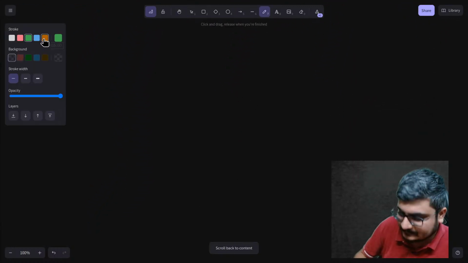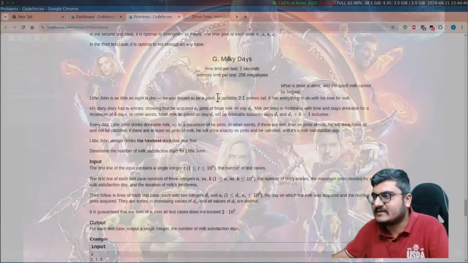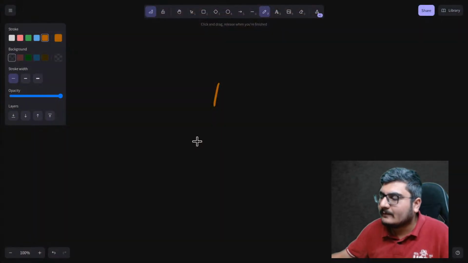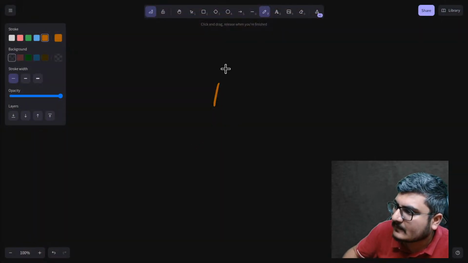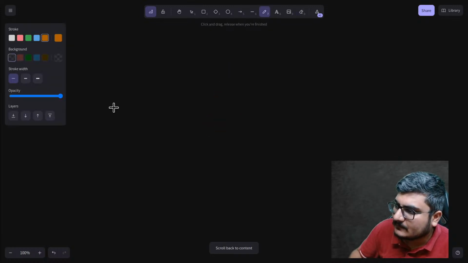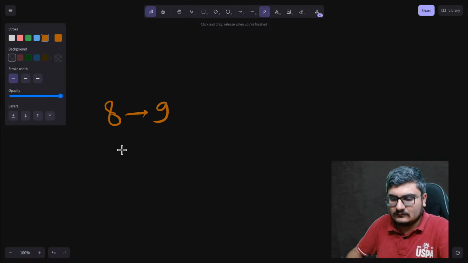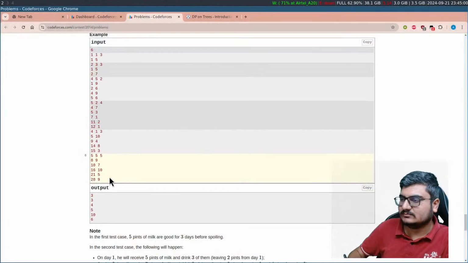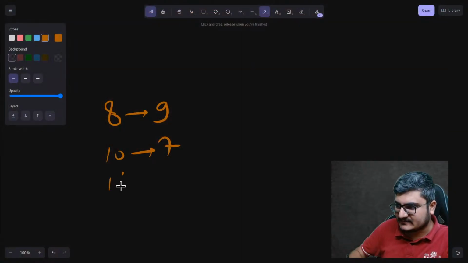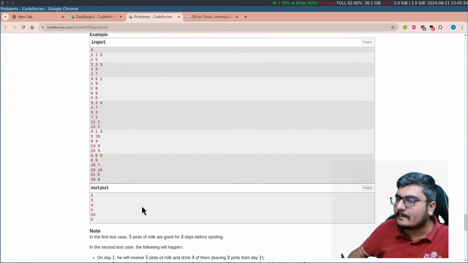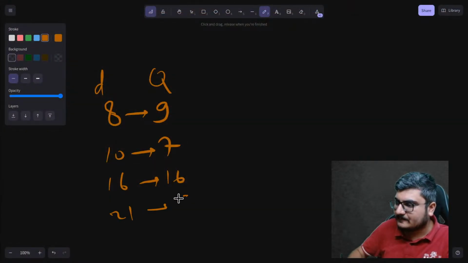Like there are some days. Let's take one of the examples also. Let's take this one. On day 8, we get 9 quantity of milk. On day 10, we get 7 quantity. On day 16, we get 16 quantity of milk. On day 21, we get 5. On day 28, we get 9.